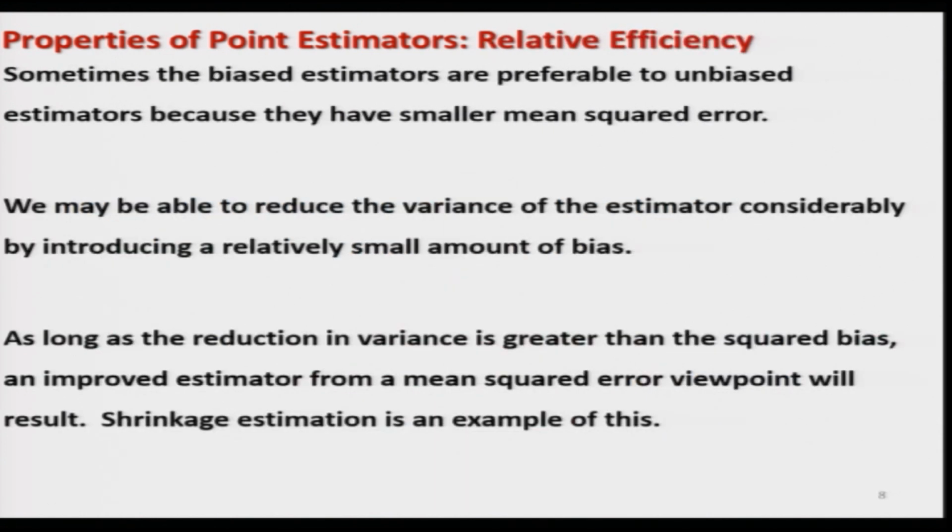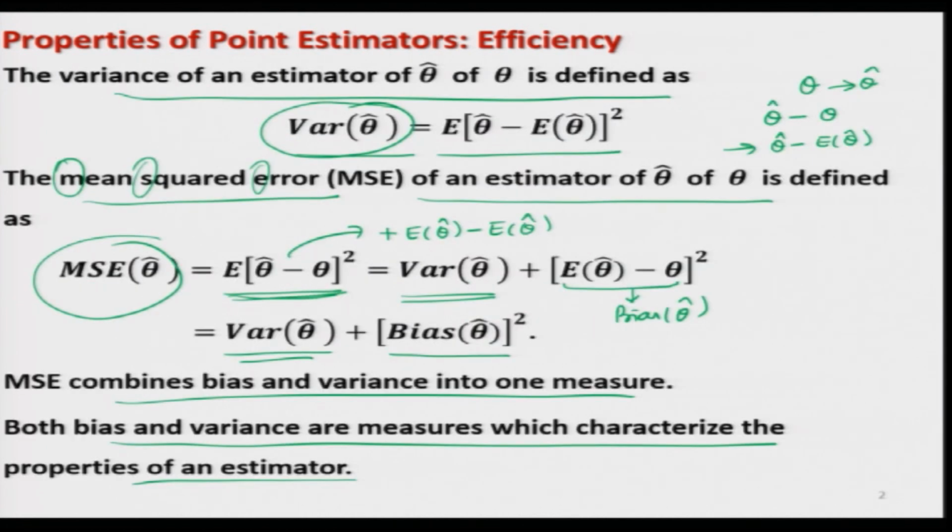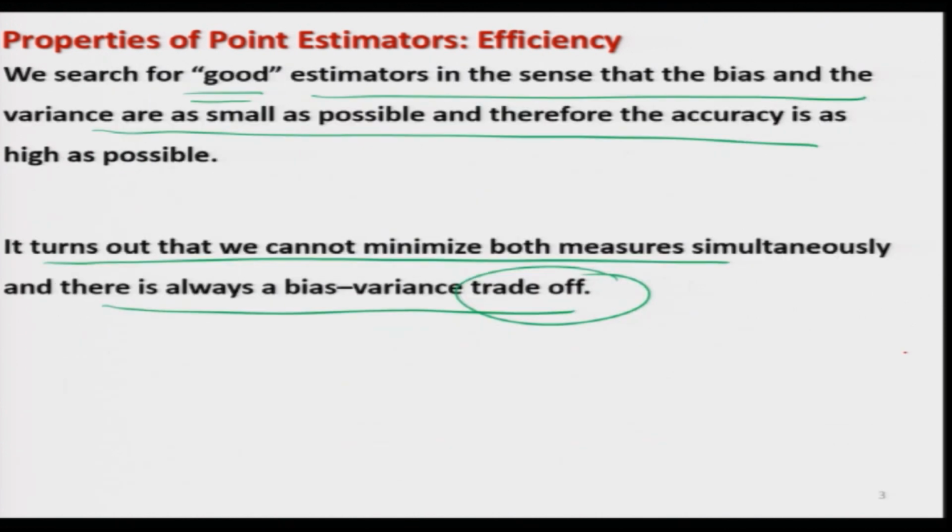In fact, when we talk about variance and MSE, there is a specific condition: variance is defined when the estimator is unbiased, and MSE is usually defined when the estimator is biased. And if you look at the expression of MSE, you can see very clearly that if the bias is equal to 0, then variance is equal to MSE. Then MSE and variance both become the same.